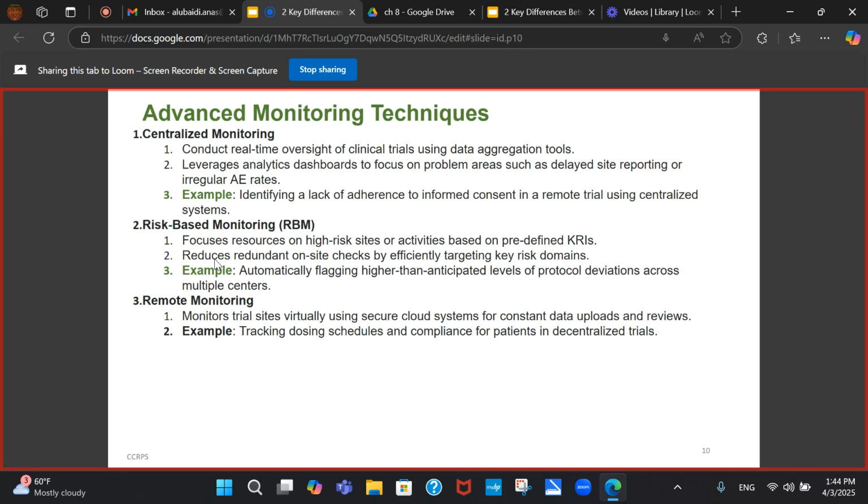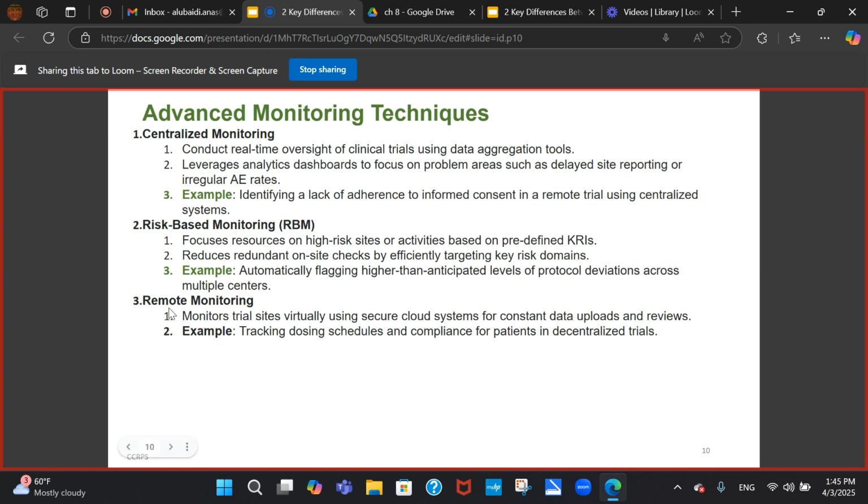Example, for the risk-based monitoring, RBM, automatically flagging higher than anticipated levels of protocol deviations across multiple centers. And this applies to the idea of when we have a big trial, a big study being conducted within multiple locations, multiple sites or centers.